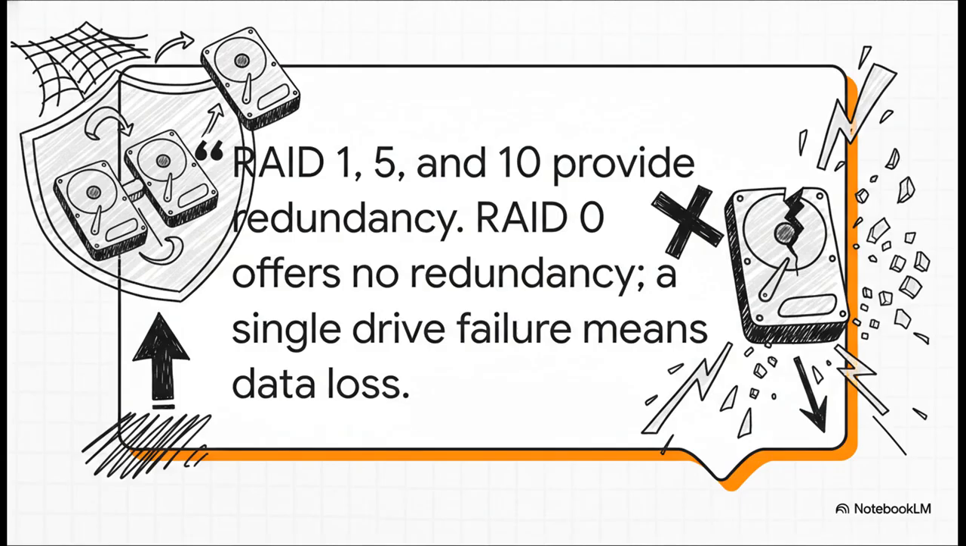And that brings us right back to the single most important thing you have to take away from all of this. If you remember nothing else, burn this into your brain. RAID 1, 5, and 10 are your safety nets. They provide redundancy. RAID 0 is the dangerous one. It offers absolutely no redundancy, and a single drive failure means total and complete data loss. Nailing that difference is absolutely vital for your A+ exam.